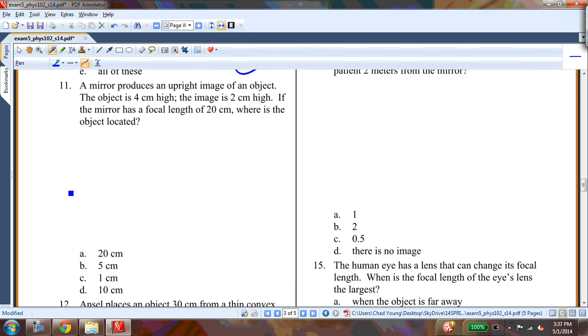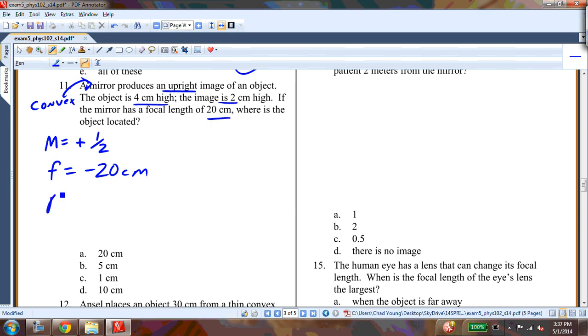All right, a mirror produces an upright image of an object. The object is 4 centimeters high, and the image is 2 centimeters high. So I know that my magnification, first of all, it's upright, so it's going to be positive. My object is 4, my image is 2, so it's going to be positive 1/2. All right, I also know that since this is an upright, smaller image, it is going to be a convex mirror. And that means that it's going to have a negative focal length. I give you the magnitude of the focal length here.